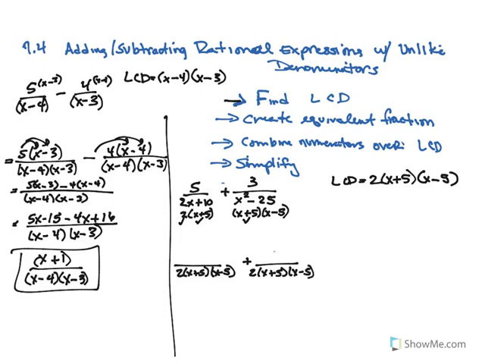So what was missing from the first fraction to this new fraction? My denominator is 2 times x plus 5. Look at the factored one, not the multiplied one. So the only factor that's missing is the x minus 5 factor. In the second fraction, the only factor that's missing is the what? The 2.